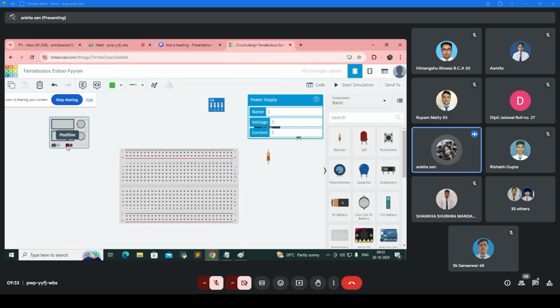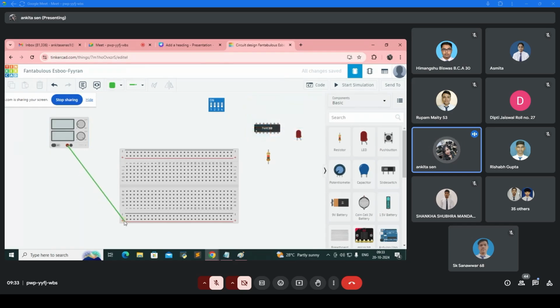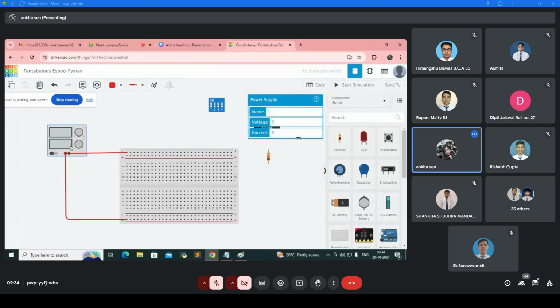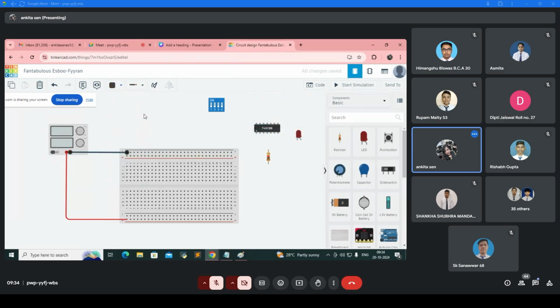First of all, you need to connect this positive pin to the positive side of the breadboard like this way. Change the color. Connect the negative pin to the negative side of the breadboard. Okay. Connect it.